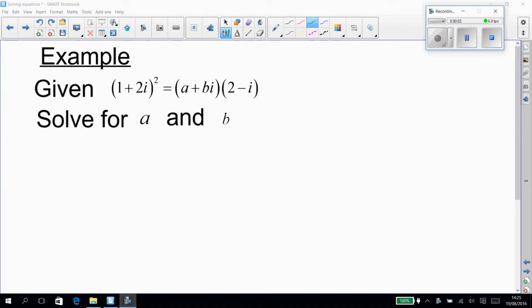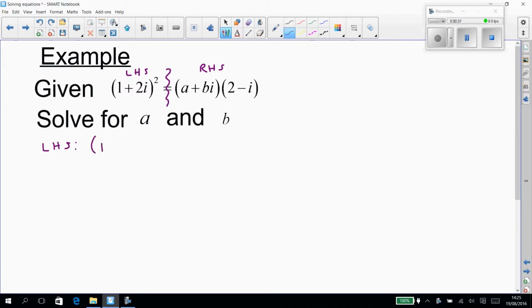In this example, I'm given an equation (1 + 2i)² that must equal (a + bi) multiplied by (2 − i), and I need to find the values of a and b. So I'm going to separate my equation into the left-hand side and the right-hand side along the equal sign. (1 + 2i)² forms the left-hand side, and the right-hand side will be (a + bi) times (2 − i). I am now going to simplify each side separately.